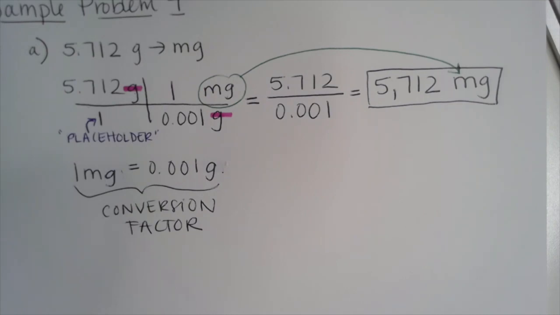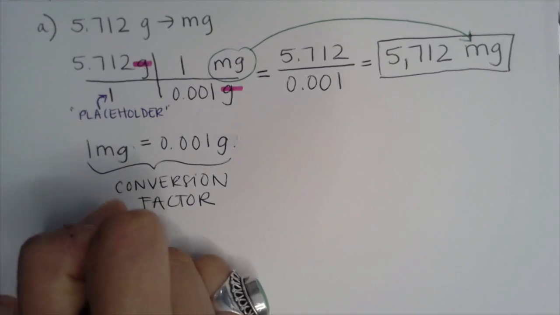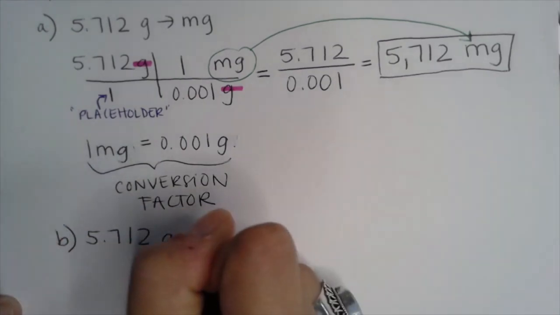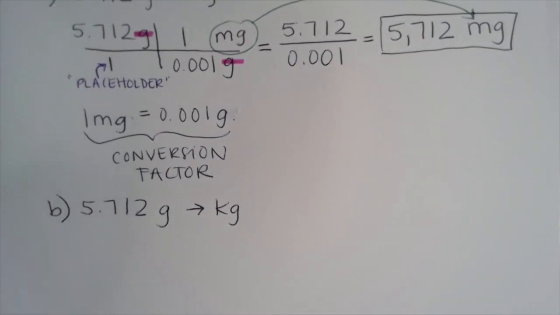Let's try sample problem B. So B says express a mass of 5.712 grams in units of kilograms. So we're still going from a base unit to a unit that has a prefix in front. However, we're going to a larger unit instead. Kilograms are going to be larger than grams. You know that because towards the top of that chart, those are your larger units, whereas the bottom is going to be very, very small units.